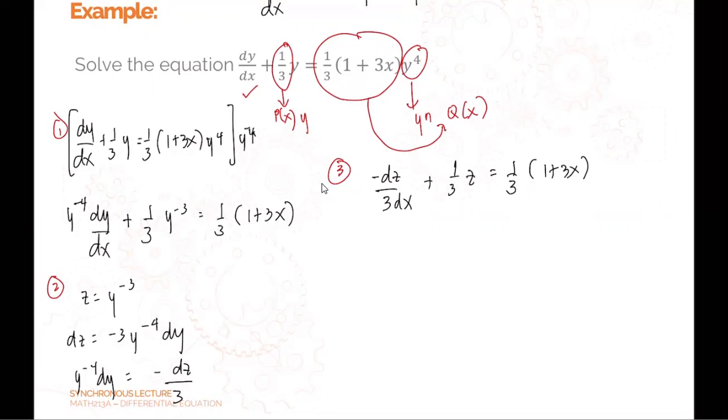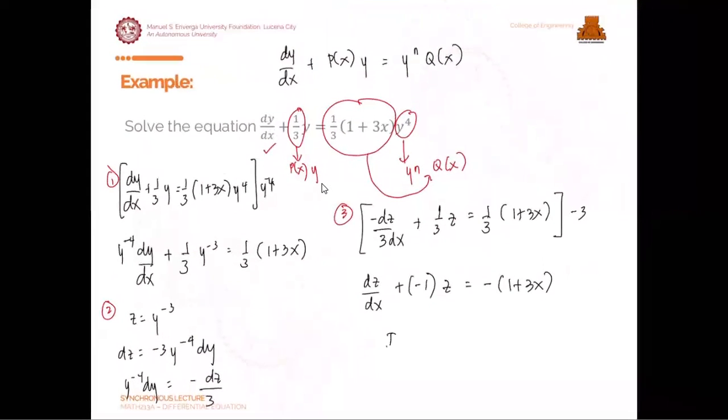Okay? So, kailangan multiply natin both side by negative 3. Okay? So, we have dz over dx plus negative 1 z is equals to negative 1 plus 3x. Okay? So, linear na to in z. So, integrating factor natin will be e to the negative 1 dx. So, this will be e negative x. So, yun yung integrating factor natin.